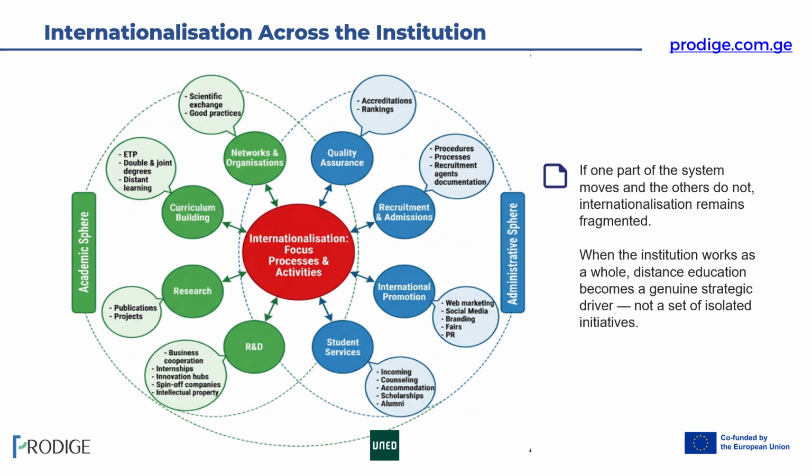Up to this point, internationalization has been presented as a strategic and pedagogical issue. But to make that potential real, it also needs to be seen as an institutional one. Internationalization is not the responsibility of one office alone. It moves across the whole university. On the academic side, it affects curriculum design, teaching, research, networks, and academic cooperation. On the administrative and technical side, it affects admissions, student services, procedures, communication, digital systems, and the practical support that makes international activity actually work.